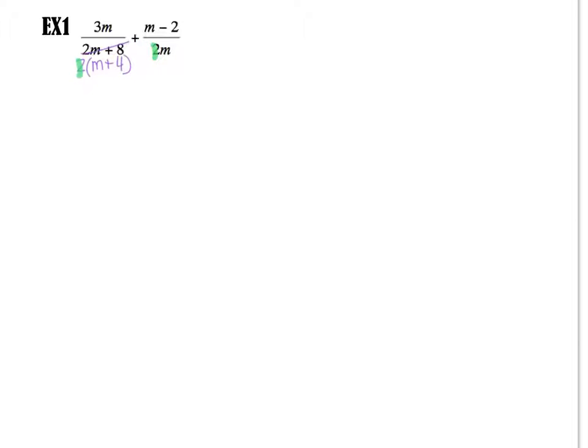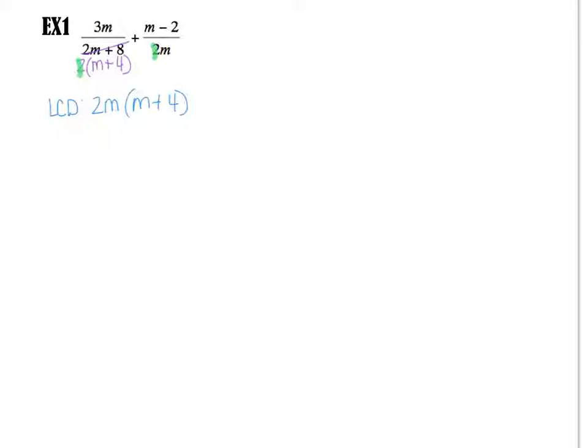Whatever is left is going to be the common denominator. I see that this one has a 2 and an m plus 4, and this has a 2 and an m. So over here, this one's missing the m plus 4, and over here, this one's missing the m. My common denominator is going to be the combination of those: the 2 that they share, the m of this one, and the m plus 4 of this one. So that is my least common denominator.